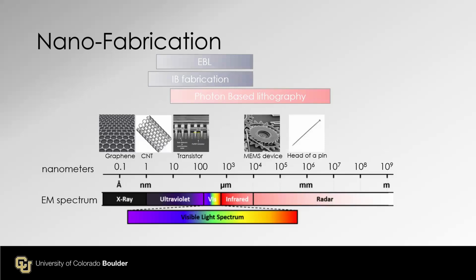Nano-fabrication. In our clean room, we have a contact printer, optical lithography system, or mask aligner. Those are names meaning the same thing. We can make features down to about 1 micron if you do everything correctly. So photon-based lithography in our lab clean room goes down to about a micron.